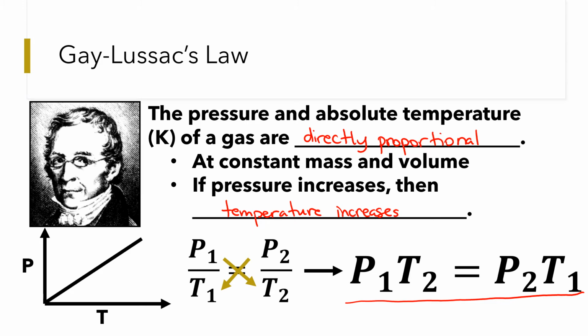So if you haven't noticed this yet, anytime our formula is containing a T, it's always going to be the opposite of whatever the variable is. So notice here, P1 is 1, so T is going to be the opposite, and that's 2.